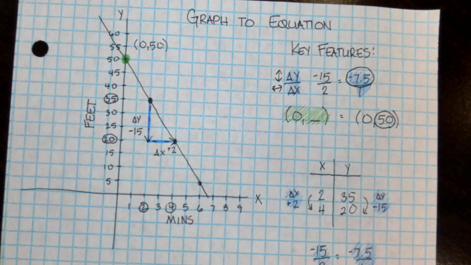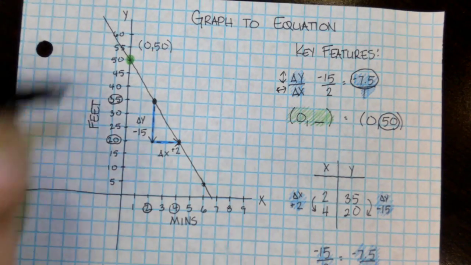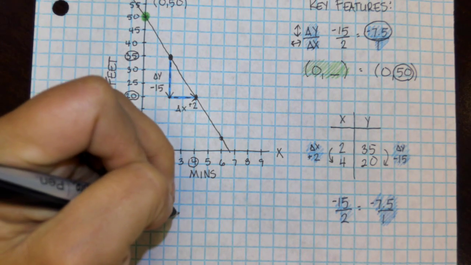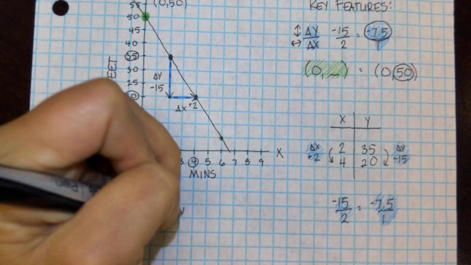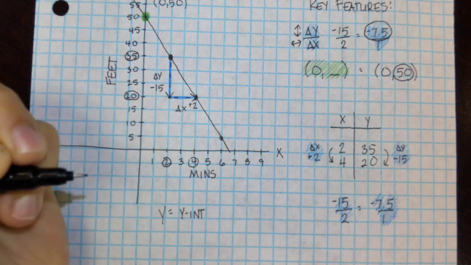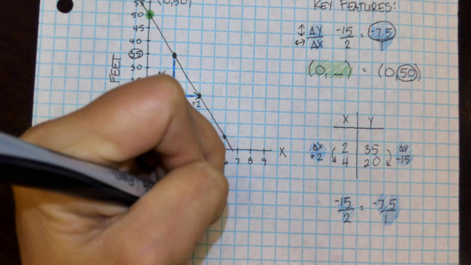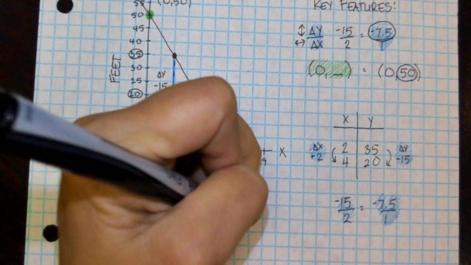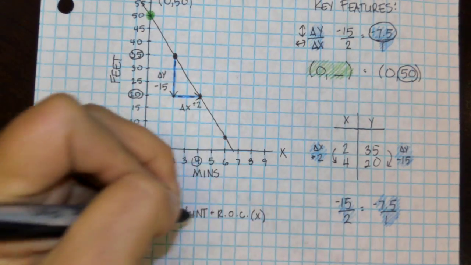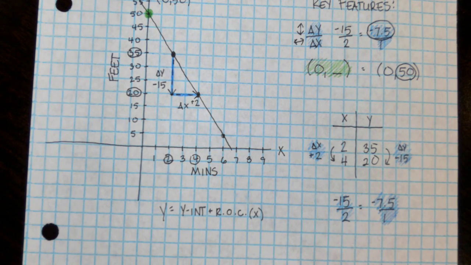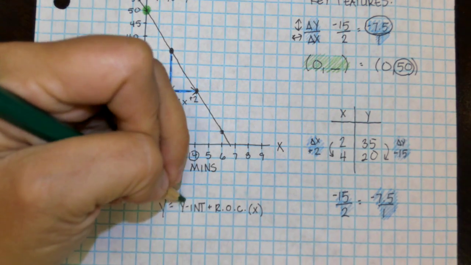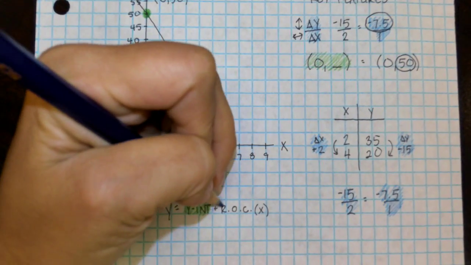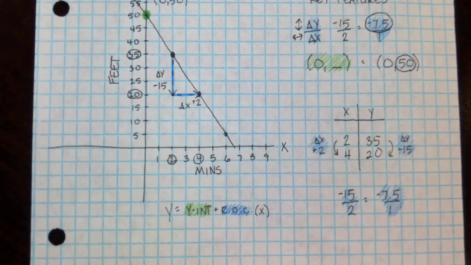Okay. So when you go to make that equation, it looks like y equals y-intercept plus rate of change. So I'm going to put ROC, rate of change, times x. And this can go either way. The rate of change just has to be multiplied by x. So it's just a formula we're using now at this point. And we're plugging in our values.